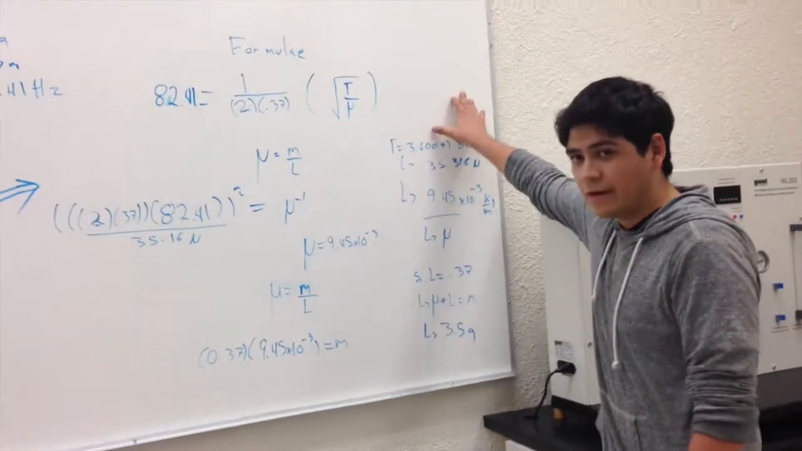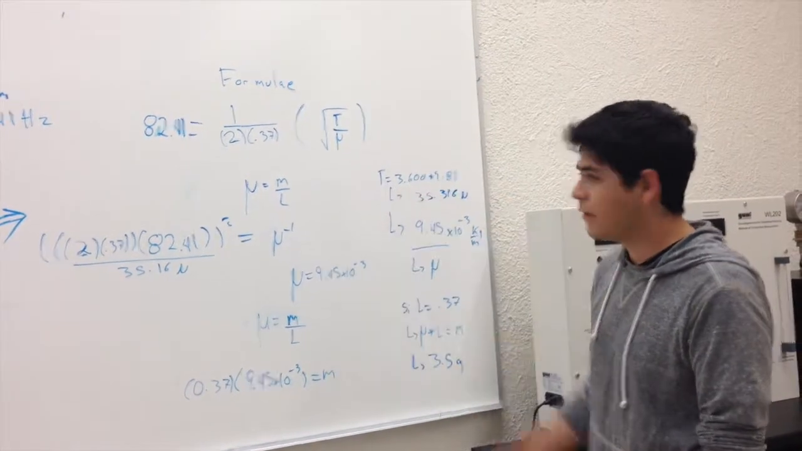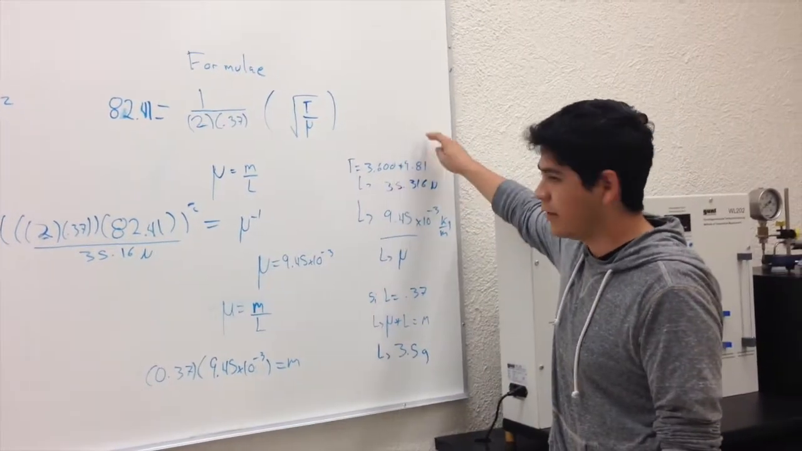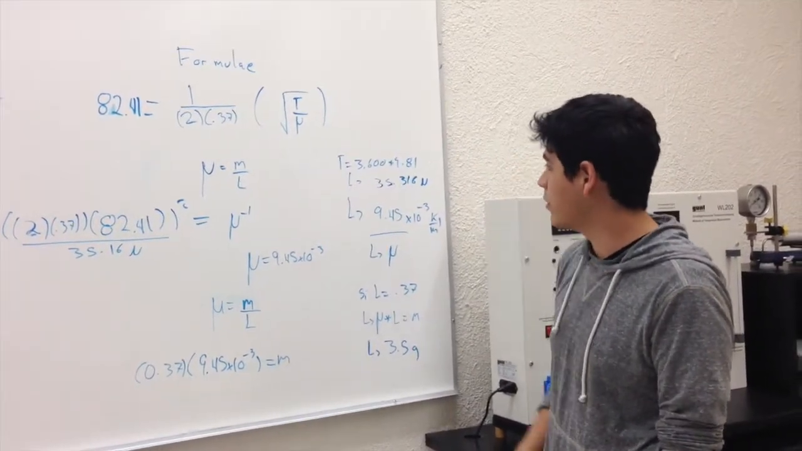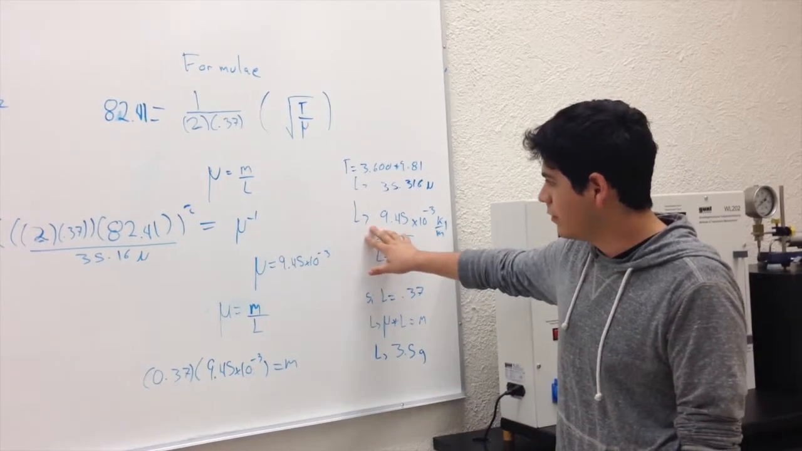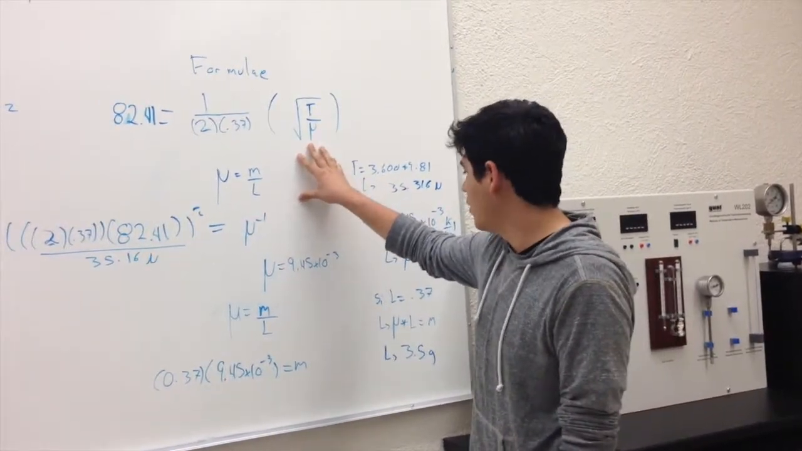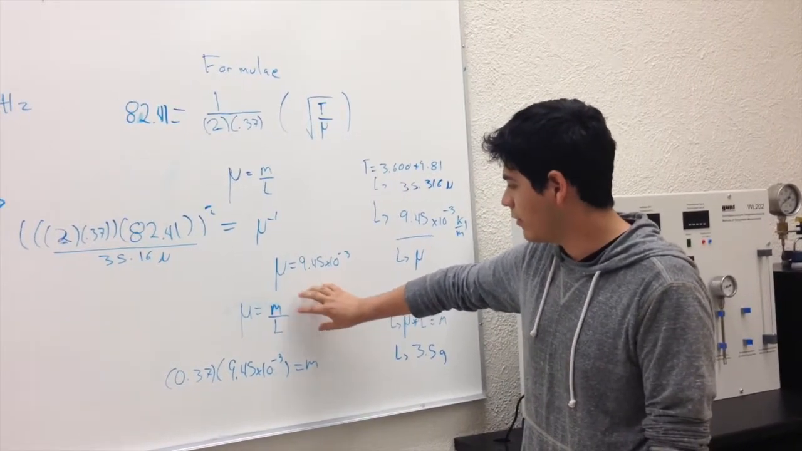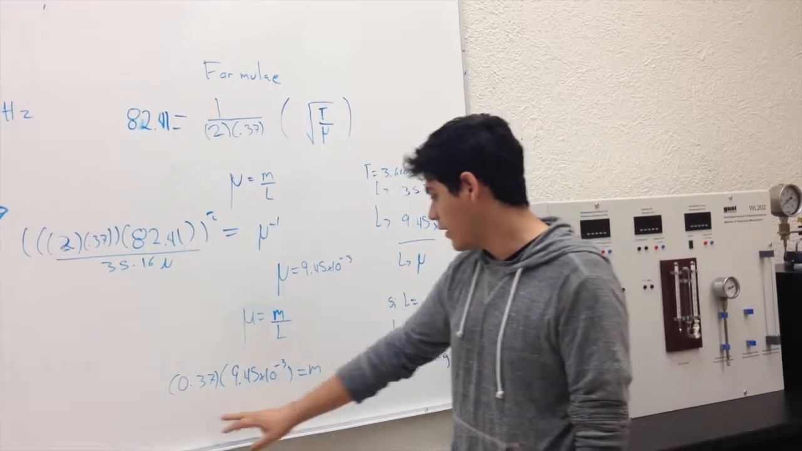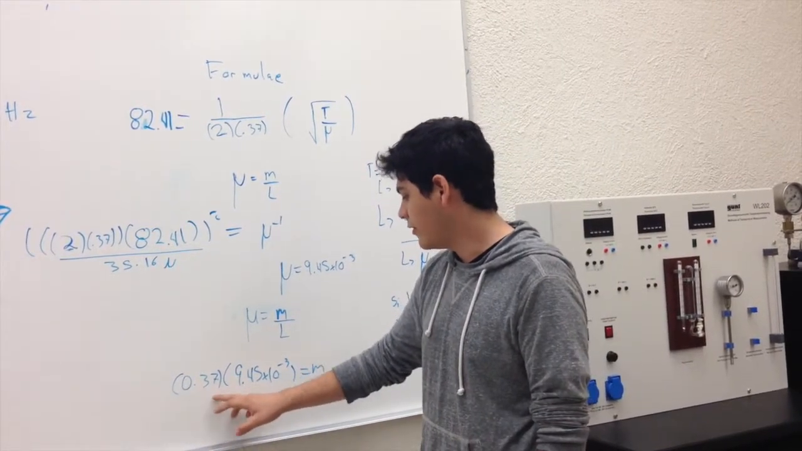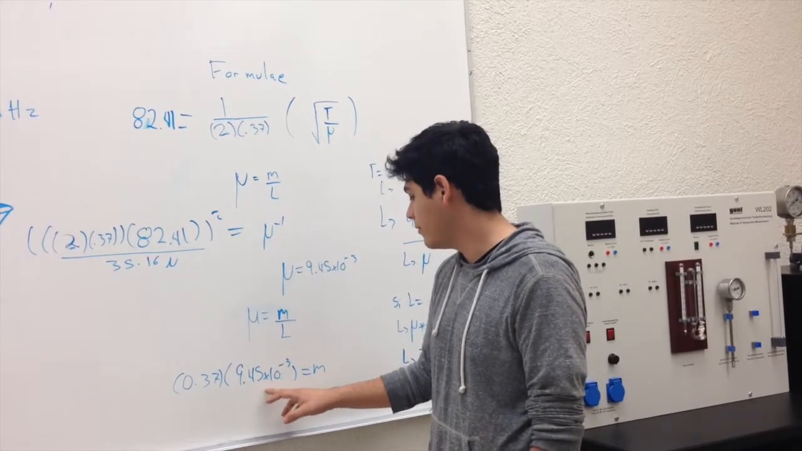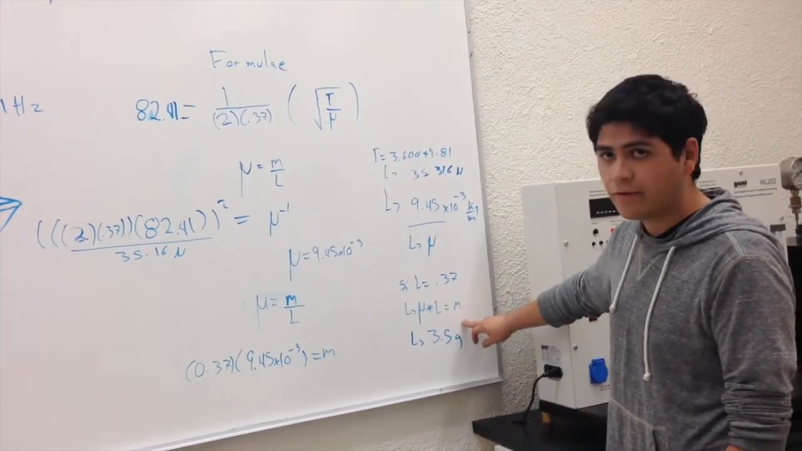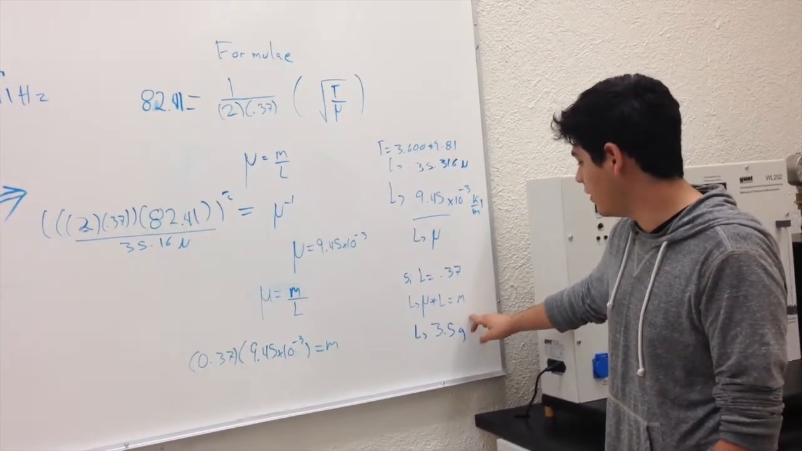So we also take the ideal mass from the website that was 3.6 kilograms. In order to take out the ideal tension, we multiply it times 9.81, that is the gravity force. Now the ideal mu, we take it out of this formula. So then with the linear density formula, we take out the mass of the string, and it gives us 0.37 times 9.45 times 10 to the minus 3, and it gives us 3.5 grams for the ideal mass of the string.